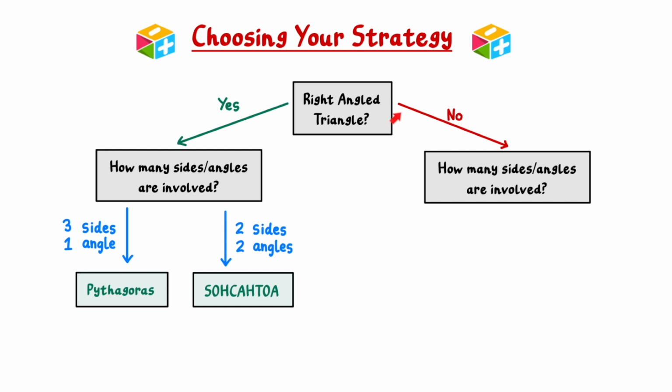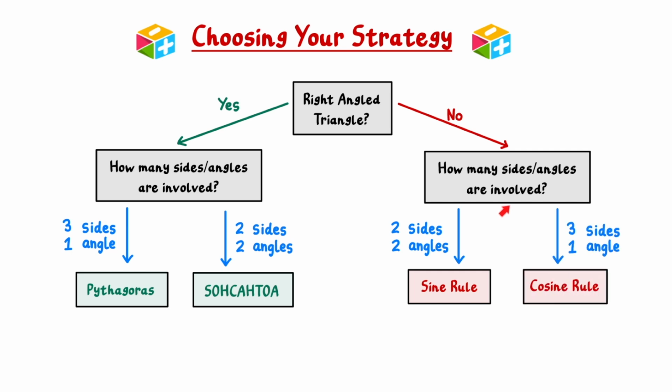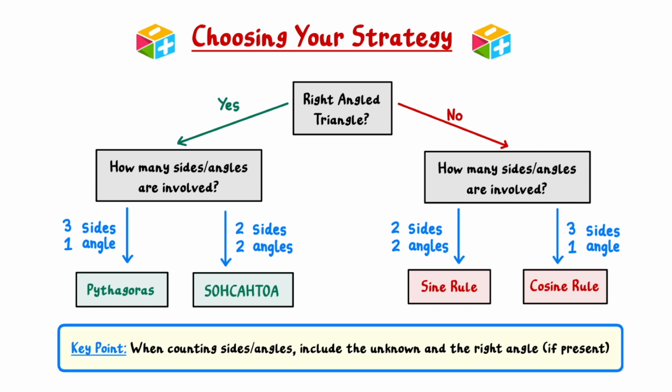In the case of a non-right-angle triangle, 2 sides and 2 angles indicates that the sine rule should be used. 3 sides and 1 angle suggests that the cosine rule should be applied. One thing to keep in mind here is that when we are counting the number of sides and angles, we should include the unknown value and the right angle, if there's one present. Now that we've nicely laid out our decision tree, let's see some examples of this process in action.